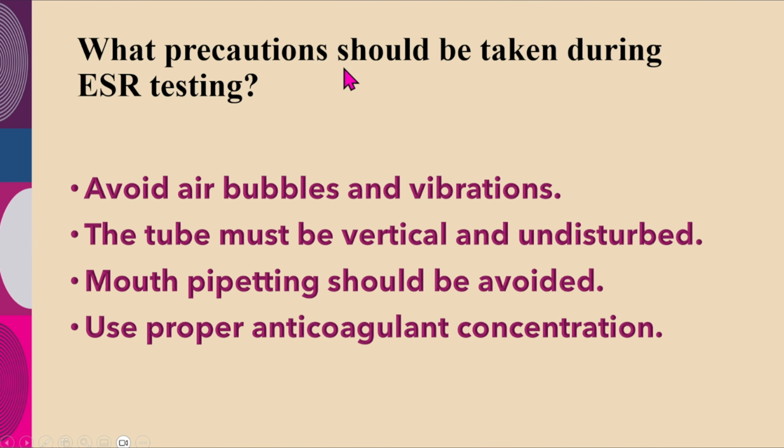What precautions should be taken during ESR testing? Avoid air bubbles and vibrations, meaning when you put the blood into the tube, there should be no bubble in it, and don't touch the tube again and again. The tube must be vertical and undisturbed. Mouth pipetting should be avoided because this is blood and unhygienic. Use proper anticoagulant concentrations so that the blood will not clot.